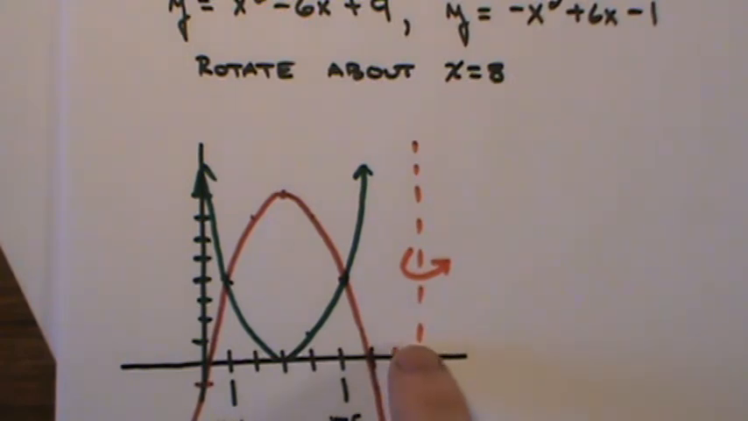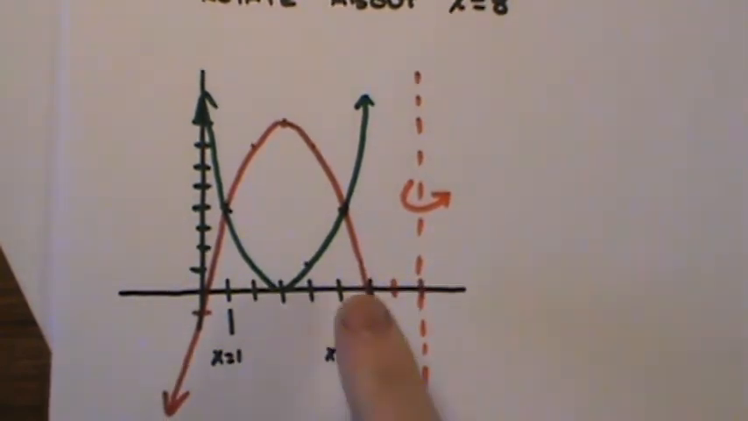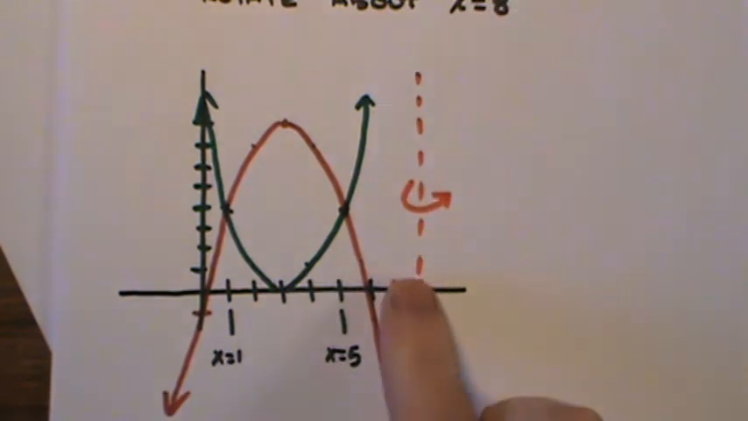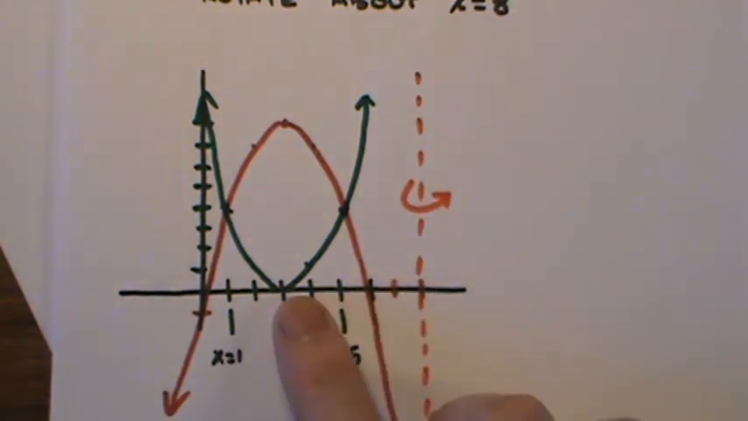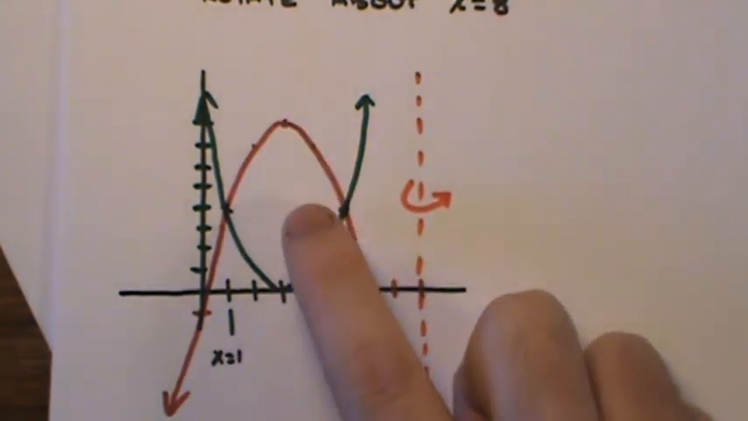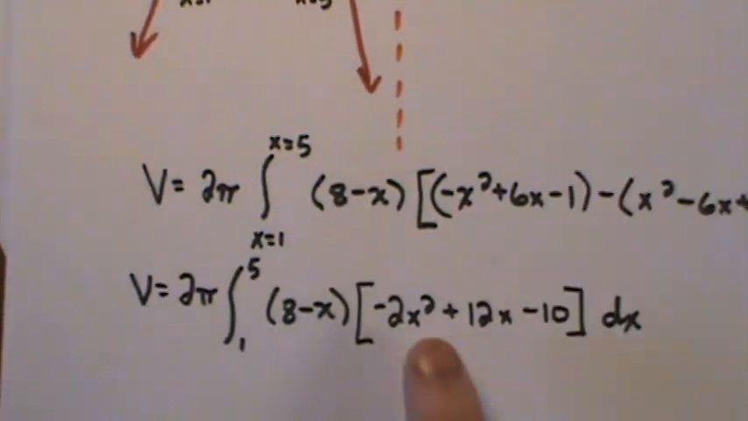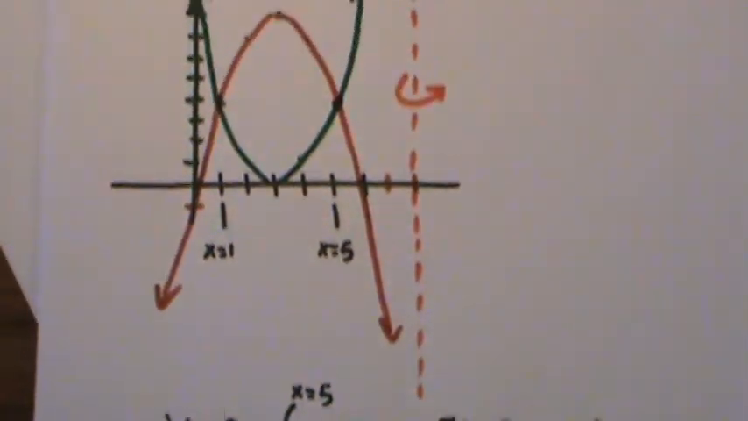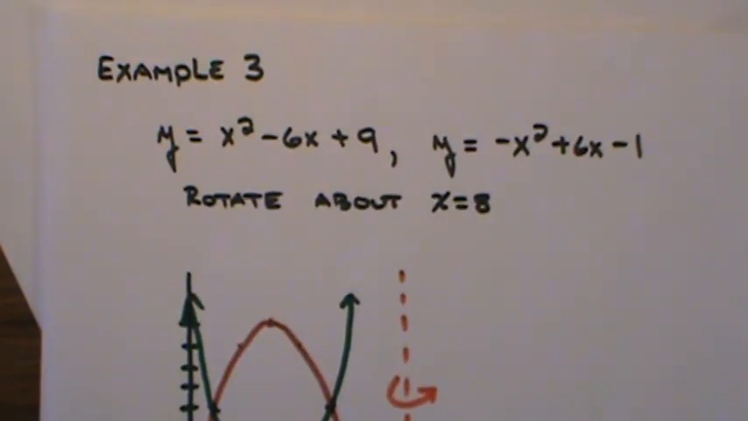So that's how I set up this situation using shells. It was 2 pi, the integral from 1 to 5, the radius was 8 minus x, and then top minus bottom. And that's how I come up with this right here. That's our third example for the shell method.